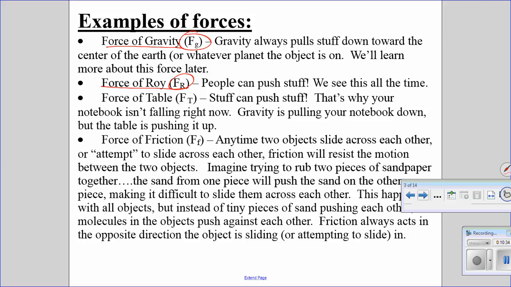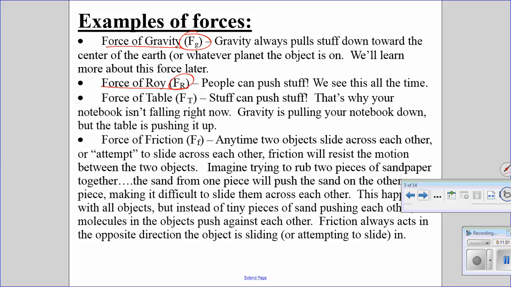So if you imagine taking two pieces of sandpaper and trying to rub them across each other, what happens is the grains of sand from one piece of sandpaper sort of bump against the grains of sand on the other piece of sandpaper, and the grains of sand push each other, right? The same thing is happening with the molecules on a molecular level. The molecules of one object sort of bump against the molecules of the other, and it results in this friction.